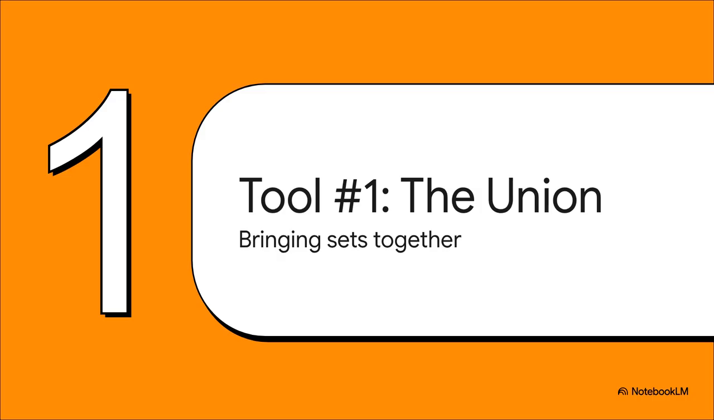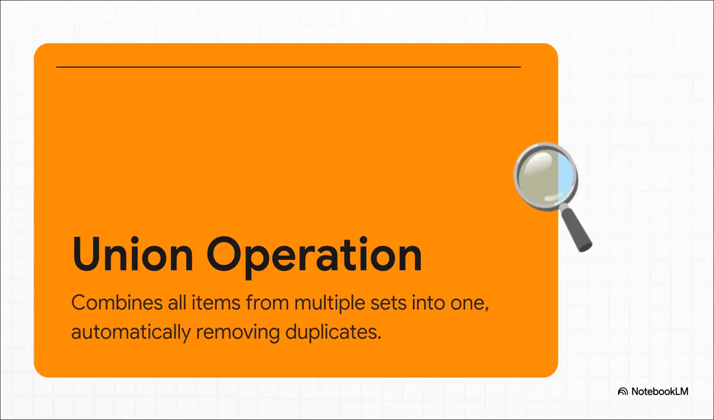This one's super straightforward. It's all about bringing everything together into one big group. So, what a union does is it takes all the items from two or even more sets and just merges them all together. And here's the best part. Sets, by their very nature, can't have duplicates. So the union automatically takes care of removing any repeats for you. It's so clean and simple.